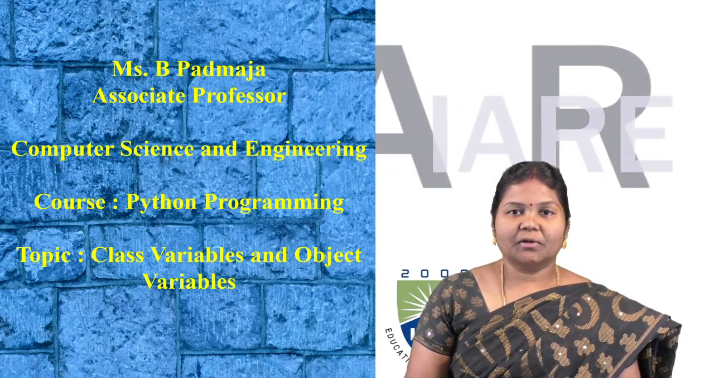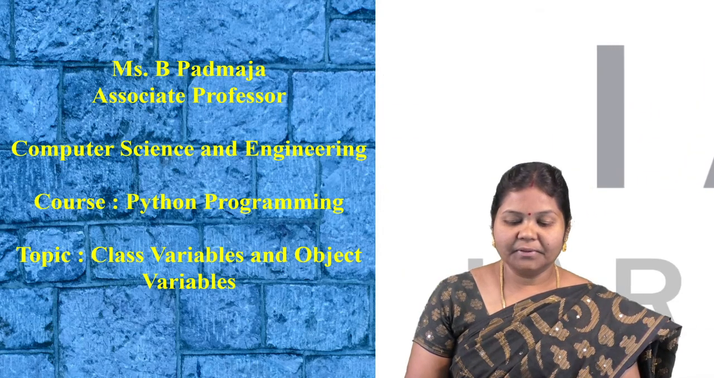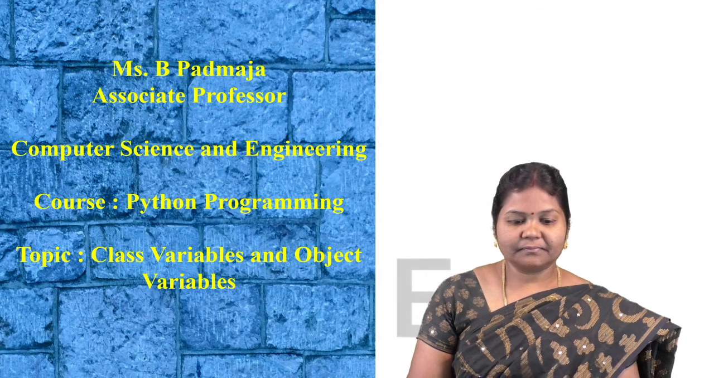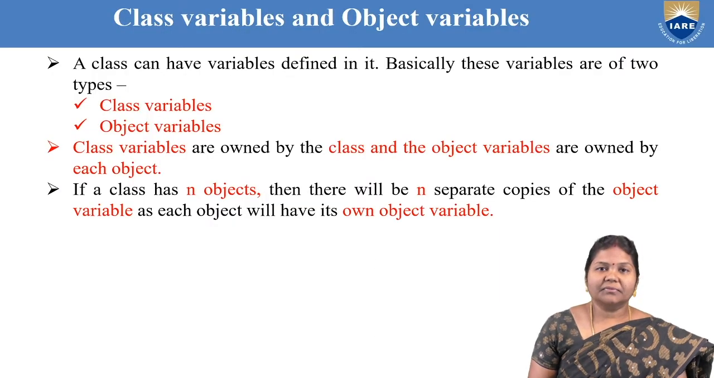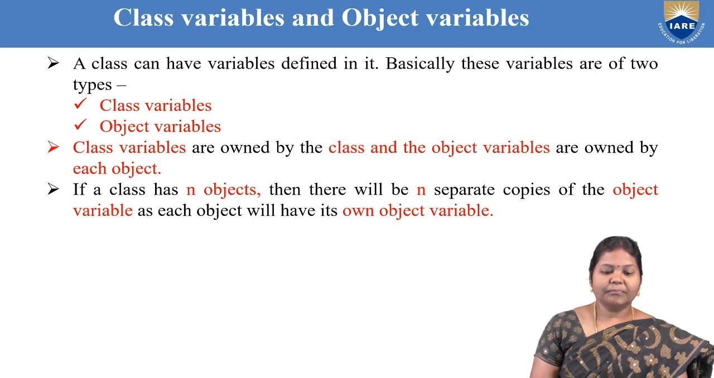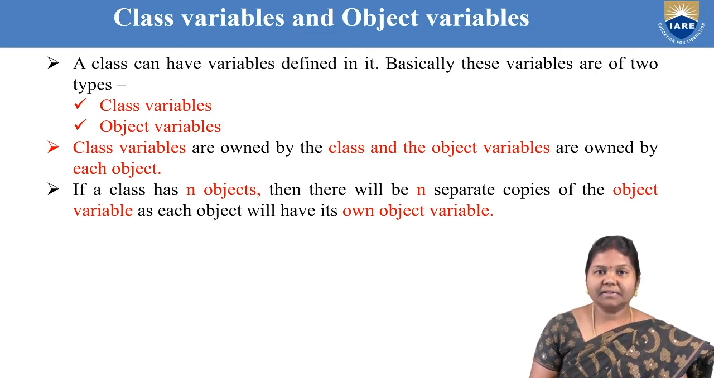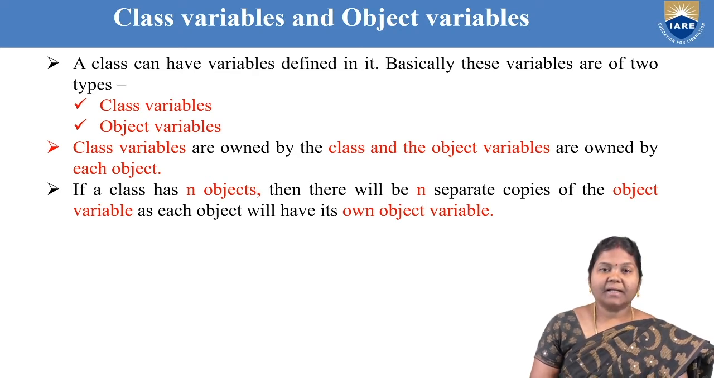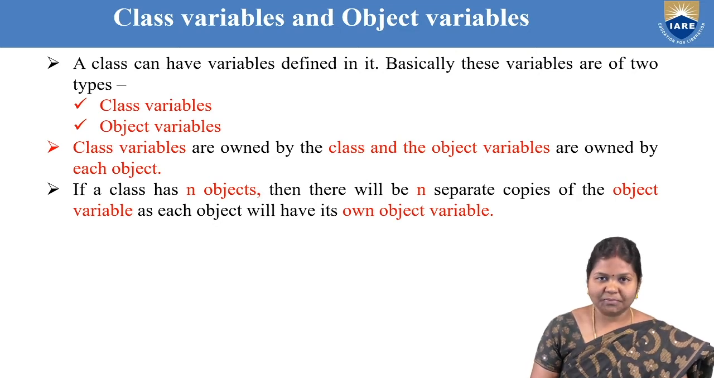Now, today's topic is regarding the class variables and object variables. Now, first of all, what is a class variable and object variable? Let us discuss. Now, a class can have variables defined in it. So, basically, there are two types of variables we can define inside a class. One is called the class variable, the other one is the object variable. Now, class variables are owned by the class and the object variables are owned by each object.